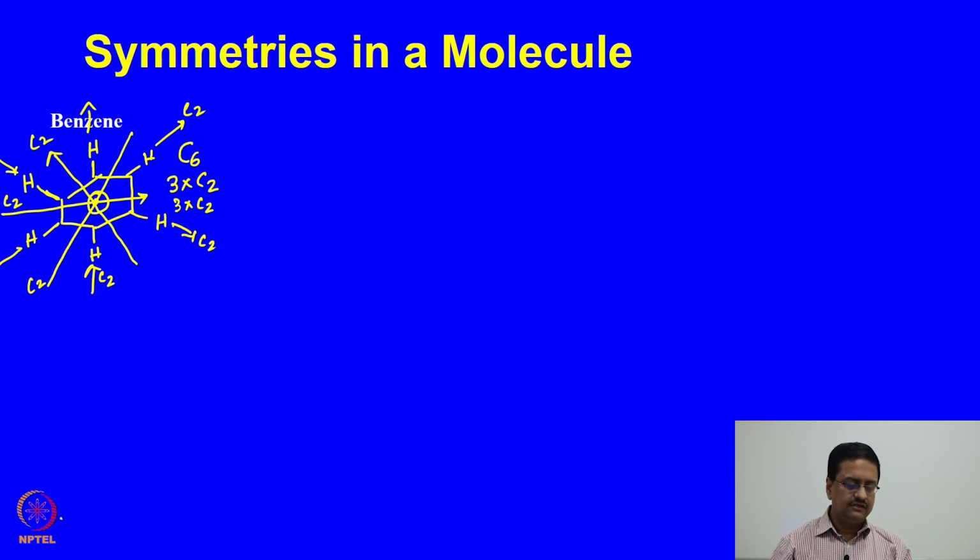What else? The plane of the molecule is sigma H, because that plane is perpendicular to the C6. C6 is the principal axis, because that has highest number of n, that is the highest value of n. So, it has sigma H, and of course, there are 6 numbers of sigma V, which are passing through each of those C2 axes.